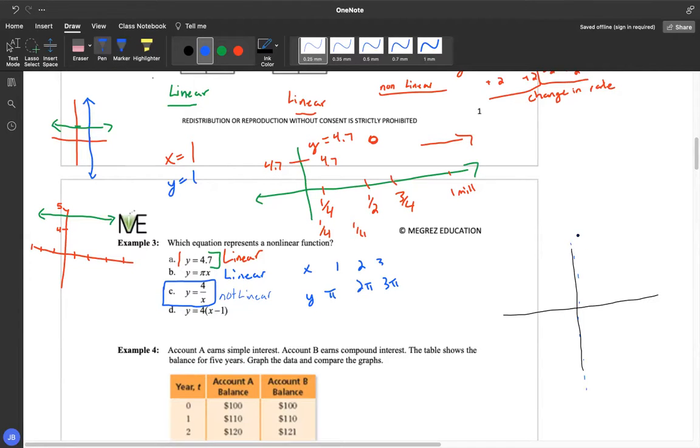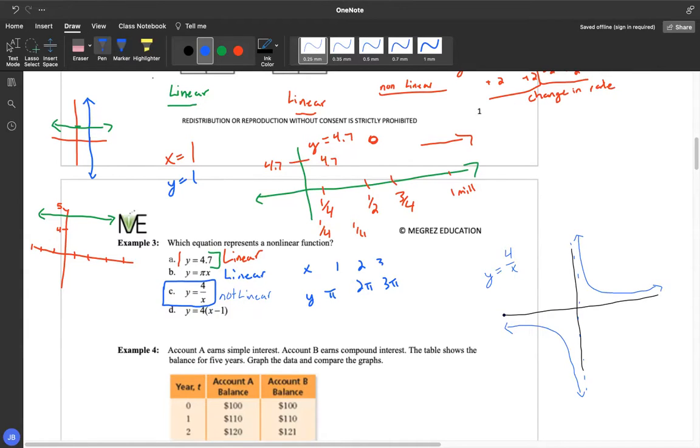So this one's kind of weird. It comes down and does this, but it also has the same over here. So that's what this graph looks like. This is Y equals 4 over X. It looks like this. It looks kind of like art.